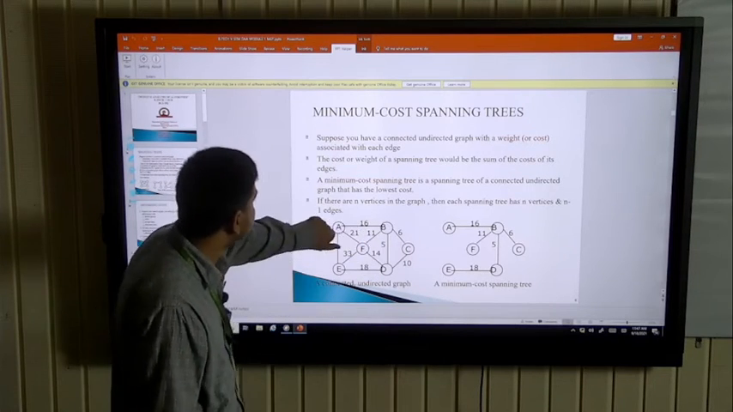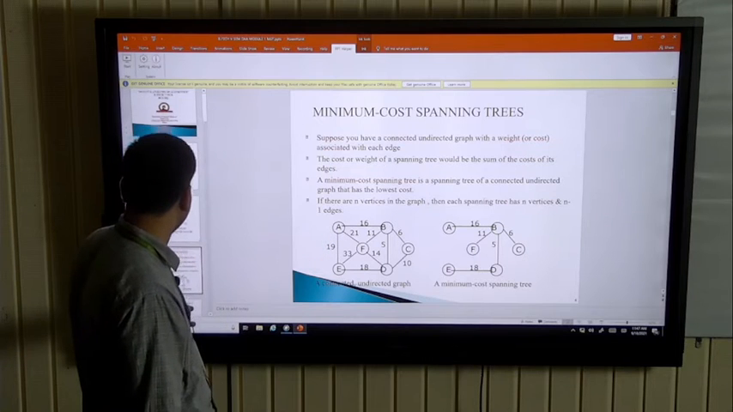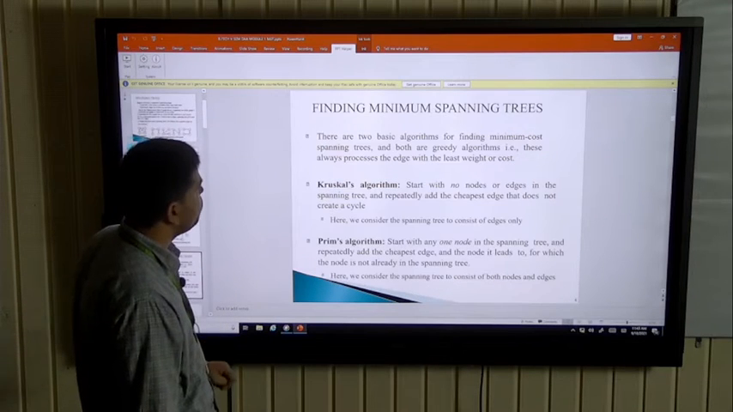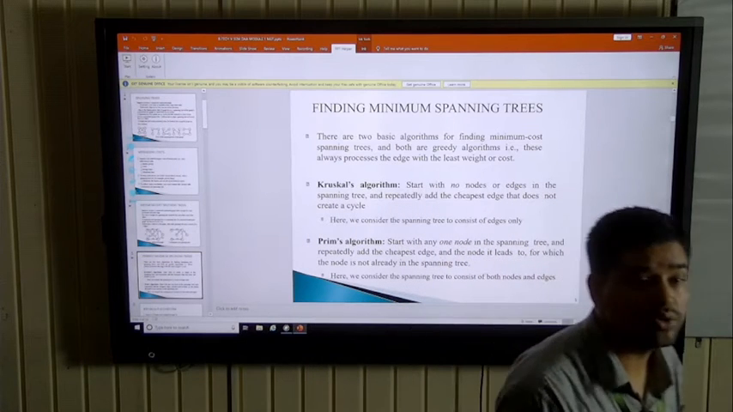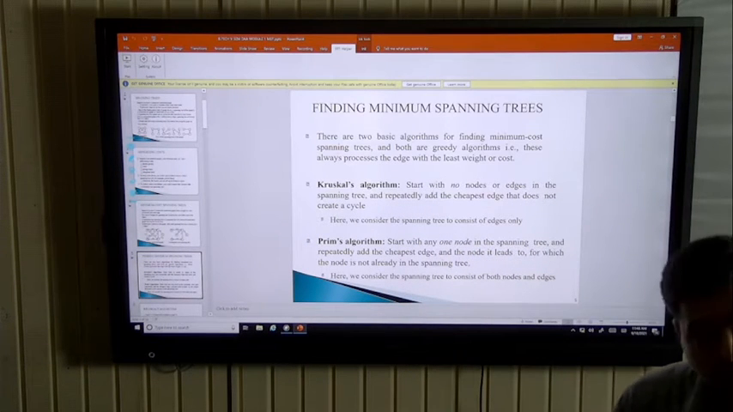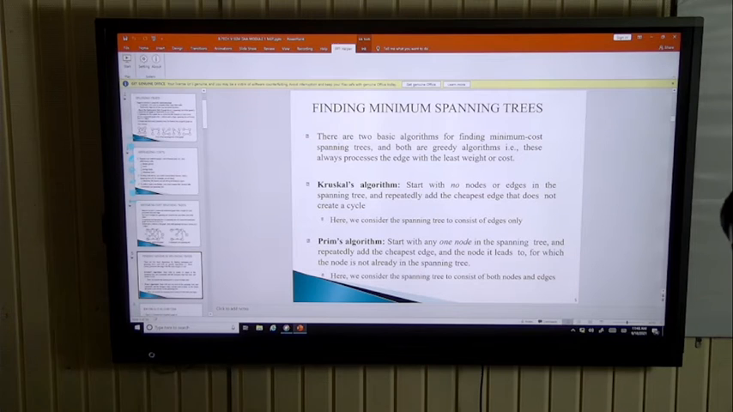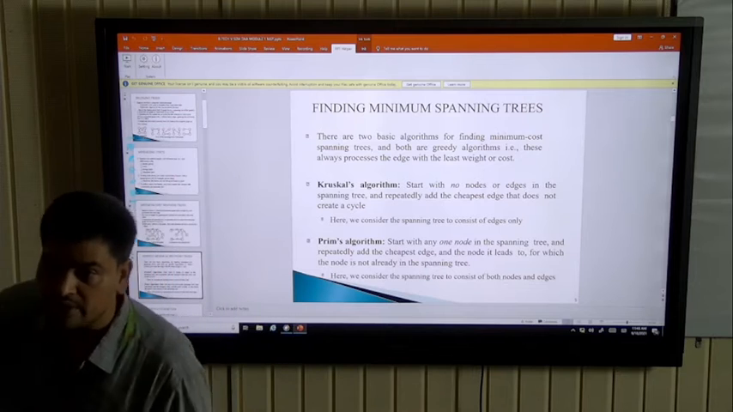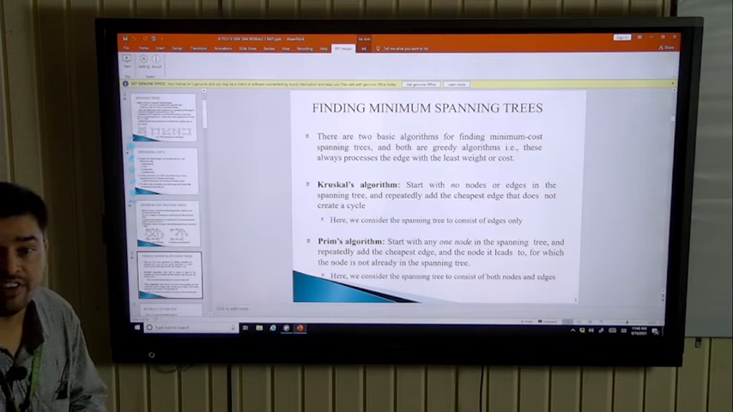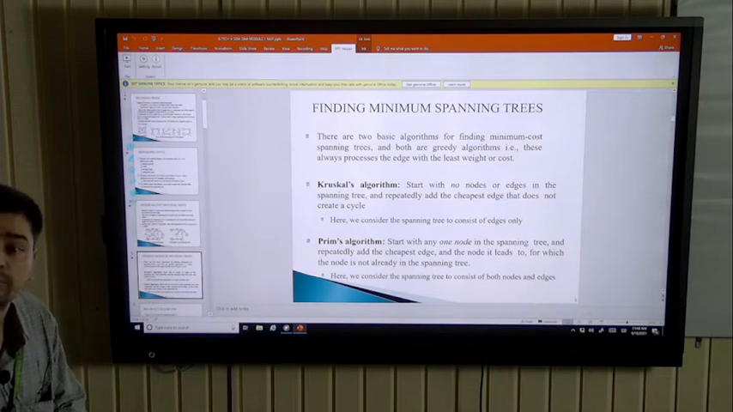Now, find out the minimum spanning tree. How do we find the minimum spanning tree? There are two algorithms to find the minimum spanning tree. A spanning tree has no cost, but if you associate a cost or weight with the edges, then you can find the minimum spanning tree.